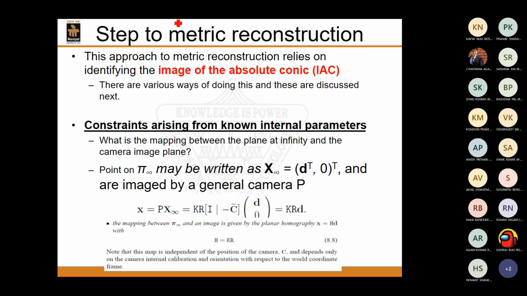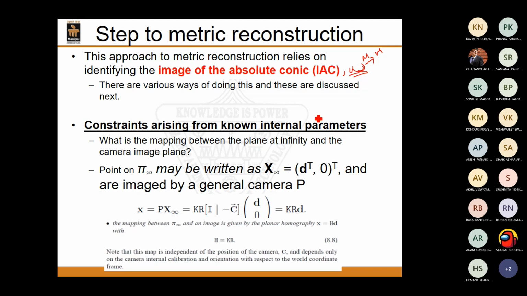So now, how do we calculate the image of the absolute conic? What I've said earlier is that you need to know this parameter omega, because from omega, along with the camera parameter M, you will be able to find out H. And once you know H, you can convert from the affine to metric, right? So in order to do all that, you need to know how to compute the image of the absolute conic. To compute it, you need some extra information, and you can use different kinds of prior information for this, okay?